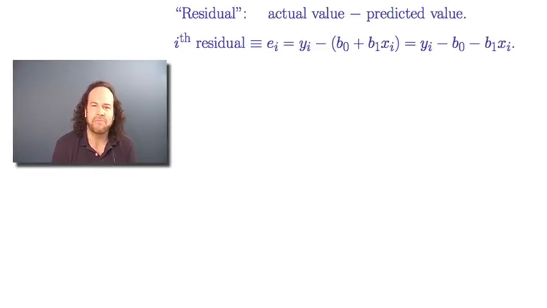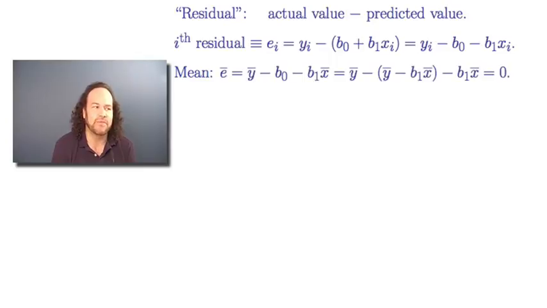So what about the mean of all those residuals? Well, some of them might be positive, some of them might be negative. Here's a calculation for the mean. So the mean will then be the mean of the yi's, which is to say y bar, minus b0 minus b1 times the mean of the xi's, which is x bar. Now, if we just use, once again, that formula that we just derived for b0 and plug it in, then everything cancels out, and we get a mean of 0.